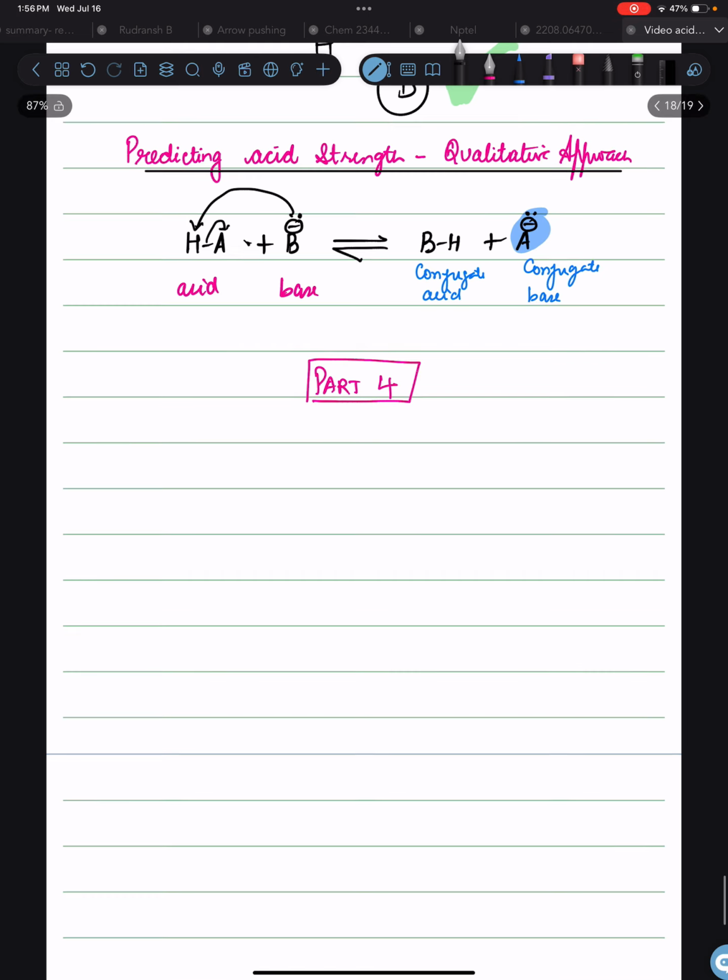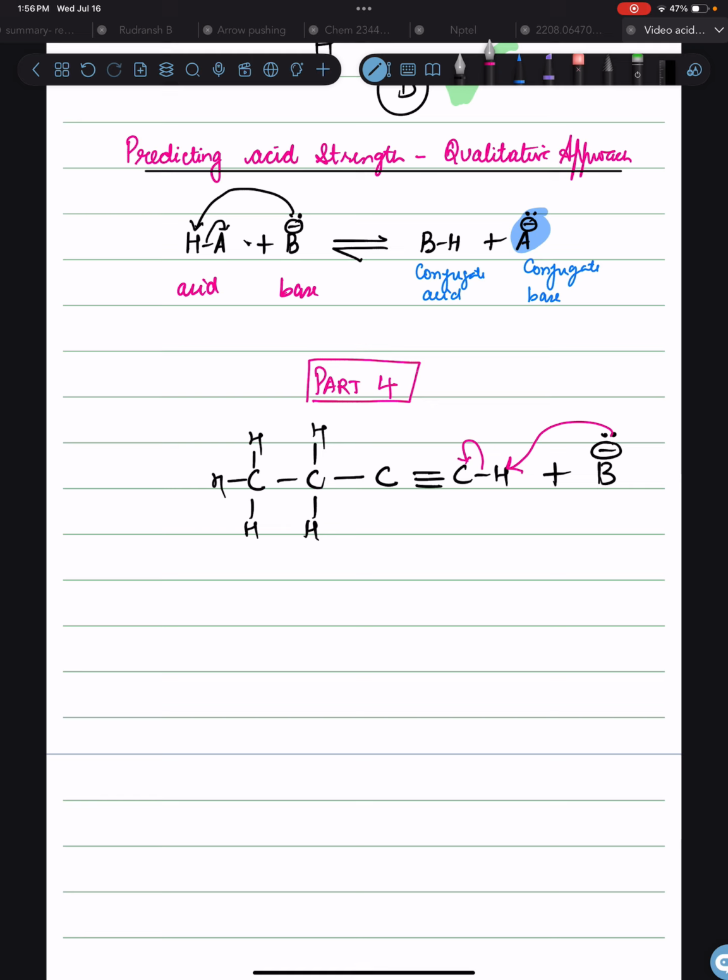Like if I have a molecule like CH3, CH2, C triple bond CH, and I treat it with the base. Now there are two possibilities. The base can take up this proton, which may lead to CH3, CH2, C triple bond C negative charge.